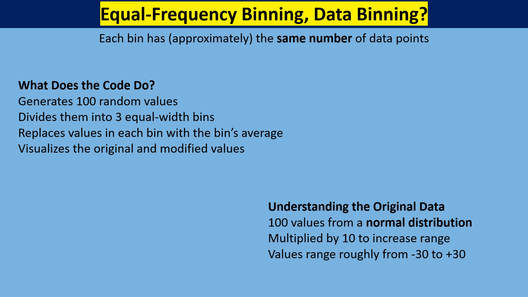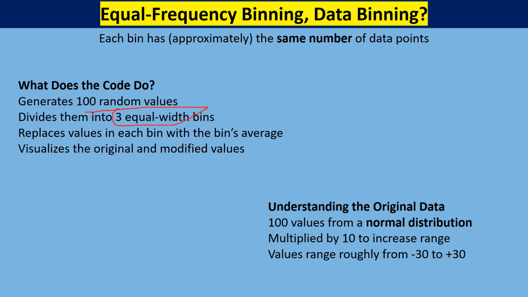So what does the code do? We will generate 100 values, divide them into three equal bins, and replace values in each bin with the bin's average, and visualize the original and modified values. We are working with randomly generated data to simulate a real world data set. After binning, we calculate the mean of each bin and replace all the values in that bin with the means. Finally, we plot both the original and modified data for comparison.